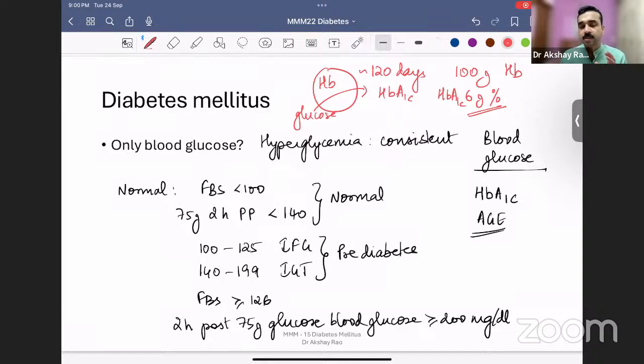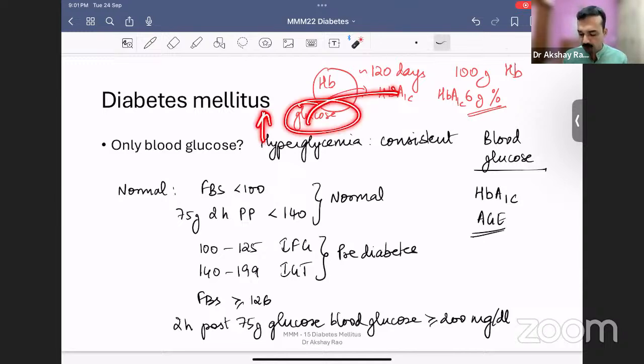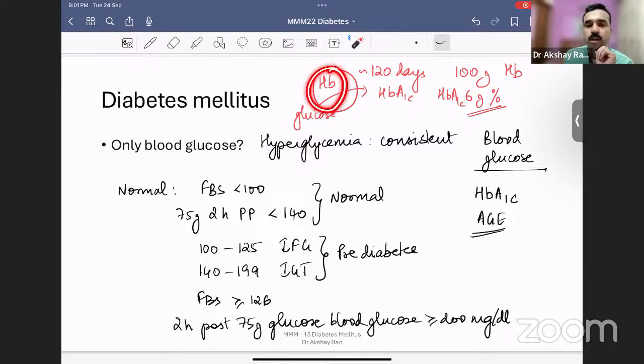This will indicate the person's last 3 months blood glucose level. So it is proportional to how high the blood glucose level was. The higher it is, the more the HbA1c percentage, the more percentage out of total hemoglobin that will get glycated. So keep this in mind. HbA1c is a percentage. It's not an absolute value. So it will get affected by hemoglobin. Anytime you are looking at HbA1c, please check the hemoglobin value also.